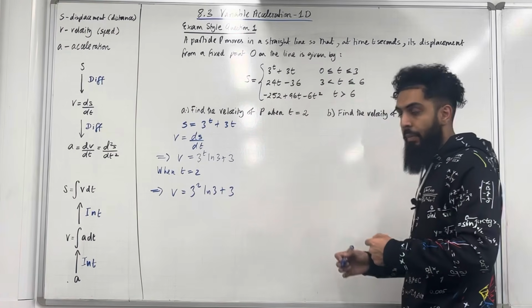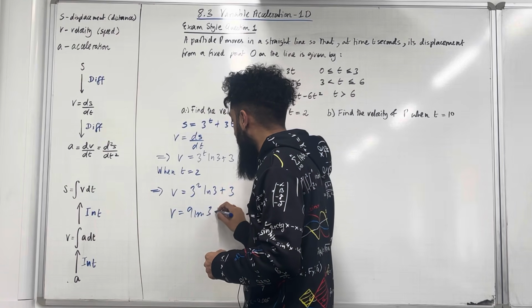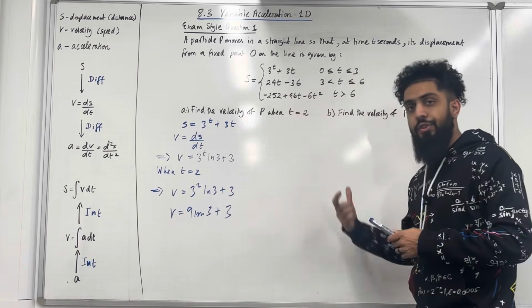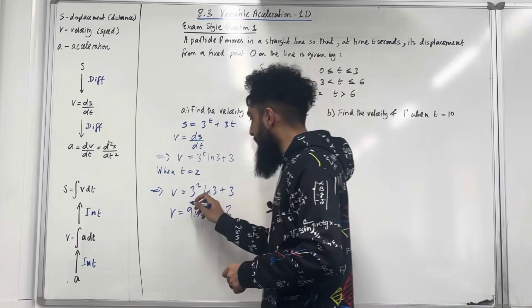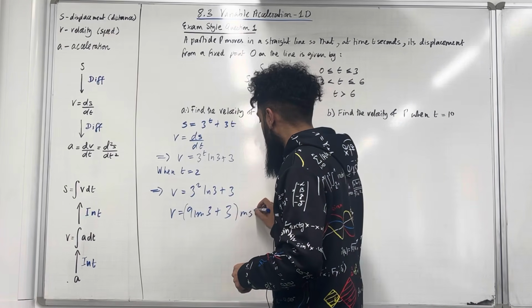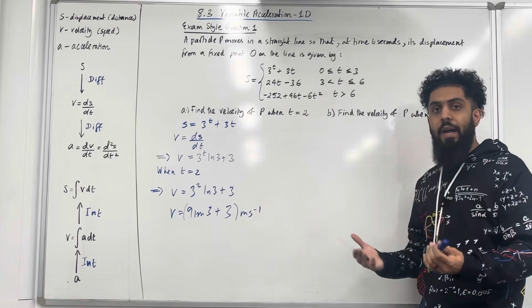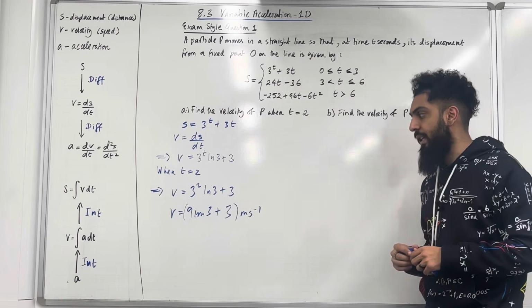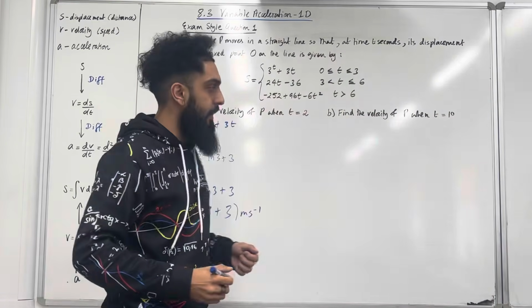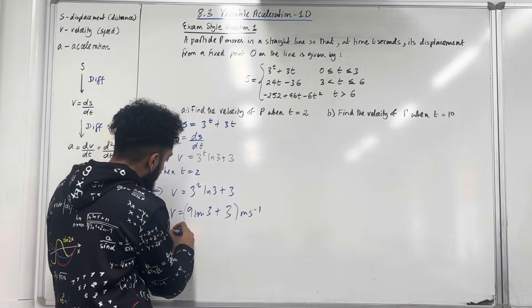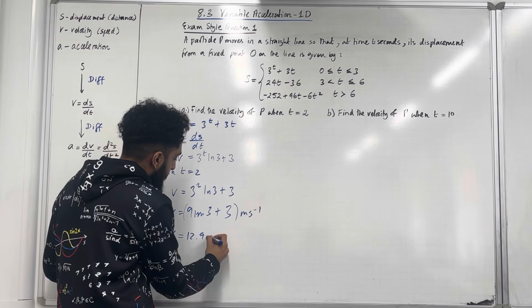We can clean this up and we can write v equal 9 ln 3 plus 3. So that is the velocity in exact form. We can put meters per second at the end. That there is the icing on the cake. Now in mechanics, we round to 2 significant figures or 3 significant figures. So let's round this one over here to 3 significant figures. If we do this, we get v equal 12.9 meters per second.